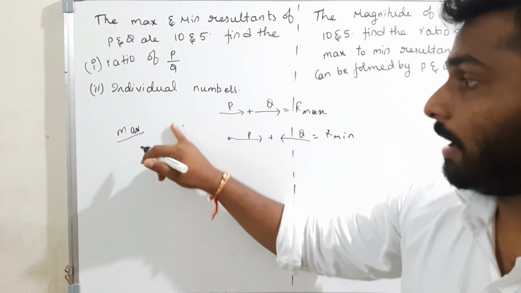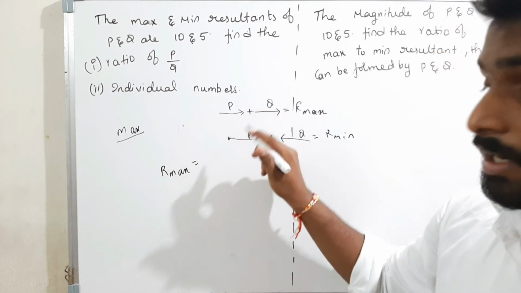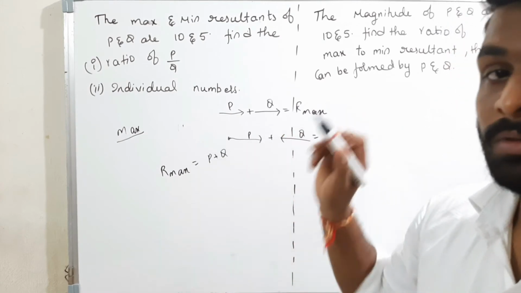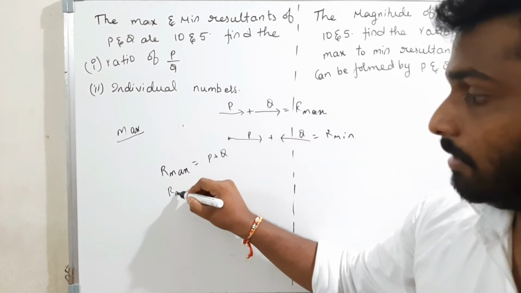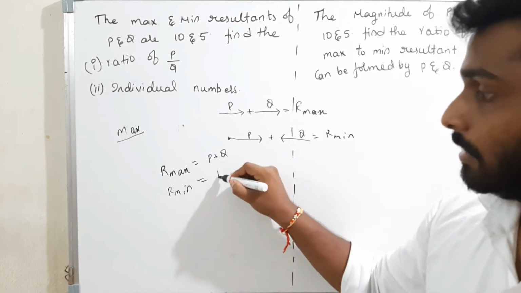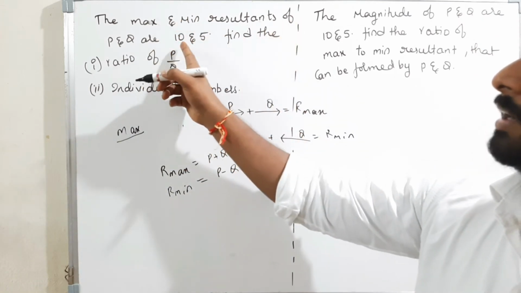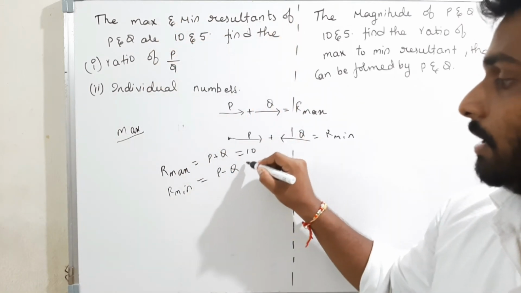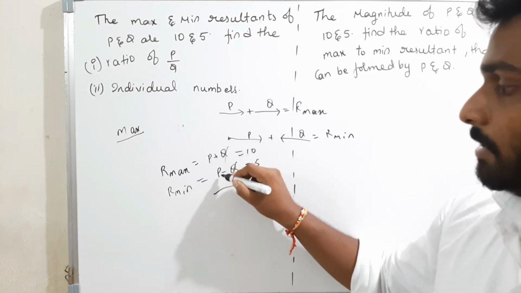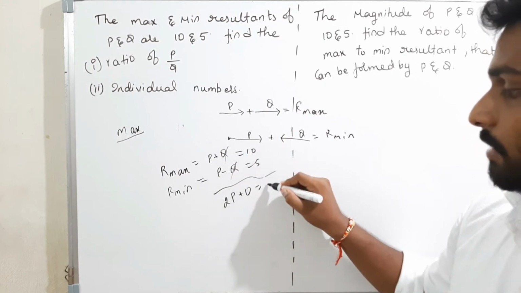That means the maximum resultant is when both are in the same direction, so the resultant is simply P plus Q. And what is the minimum? R minimum is when they are in opposite directions. Therefore, the magnitude is P minus Q. The maximum and minimum are 10 and 5, so they gave this one as 10 and this one as 5. Now, find the values. P plus P is 2P, plus Q minus Q is plus 0. 10 plus 5 is 15.